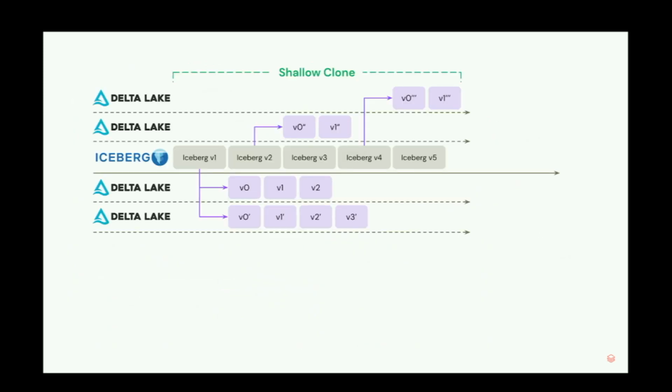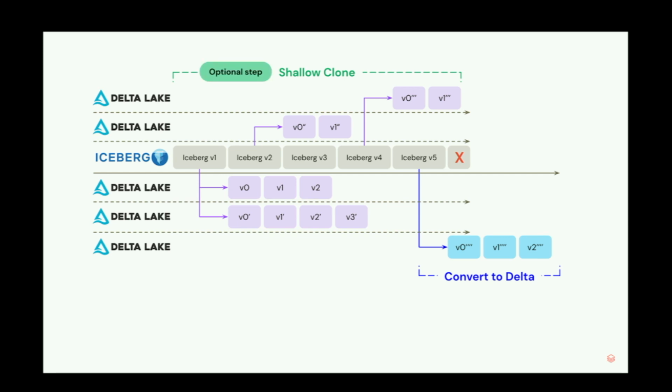First, you can use shallow clone in your migration phase. You can test out the Delta tables created from Iceberg in different scenarios. And then, at the time that you decide I'm committed to change to Delta, you use the convert to Delta. And the Iceberg in production, you should not use that table anymore. Okay, now, as I mentioned, shallow clone is an optional step. You don't have to use it if you are already committed to just using convert to Delta.